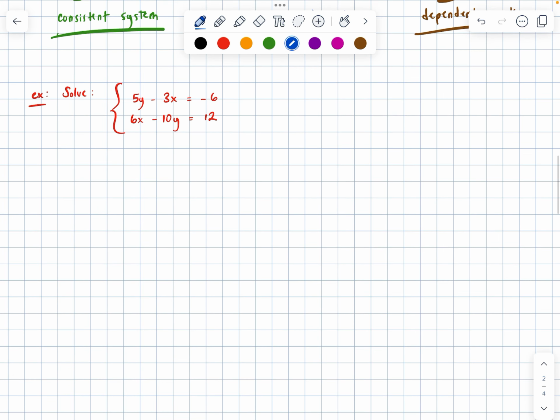Let's take this friend. 5y minus 3x equals -6. 6x minus 10y equals 12. Can you tell me, is this going to be consistent, inconsistent, or dependent? And if it is consistent, can you find me the point of intersection? Go ahead, either combination or elimination. Let's see what type of system we're working with. Go ahead, 2 minutes, pause the video.